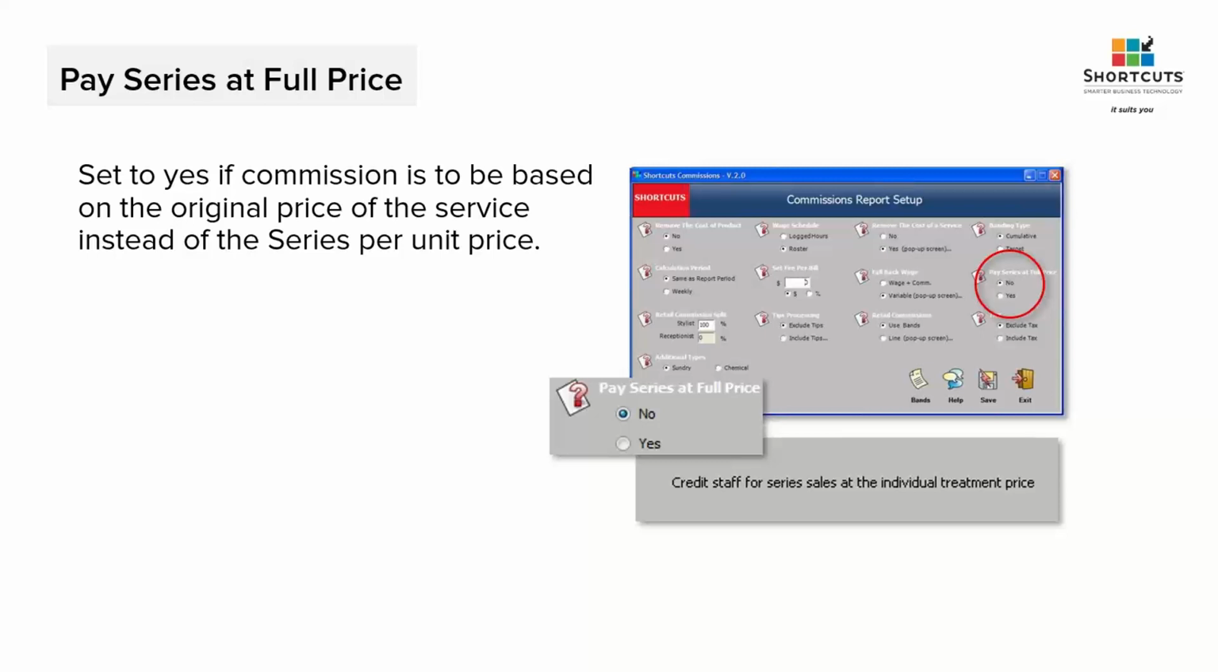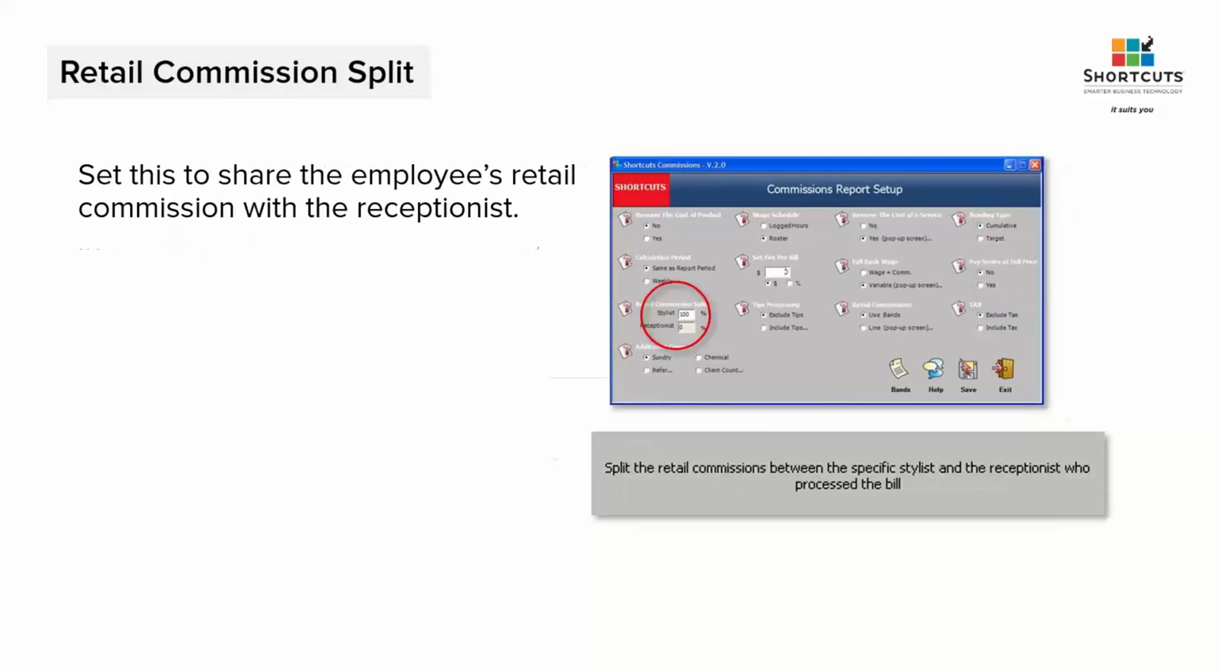In the fourth column, are you paying for a series at full price? When you're calculating the commission, if you have a series for your services, for example, a haircut series, you sell a series of 10 haircuts for the price of 8. When the commission is calculated, should it give the staff the commission based on the sale price of the series, which is usually cheaper than buying 10 haircuts? Or should they get their commission on the value of those full 10 haircuts? You get to set that rate.